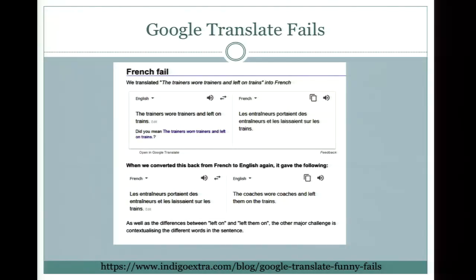Thank you. So, for the French speakers in the room, did they actually capture what they were trying to say here? No, not at all. It's terrible, right? What happened was, when they converted it back, it's the bottom here, it says, the coaches wore coaches and left them on the trains. That makes no sense. It's gibberish, right?